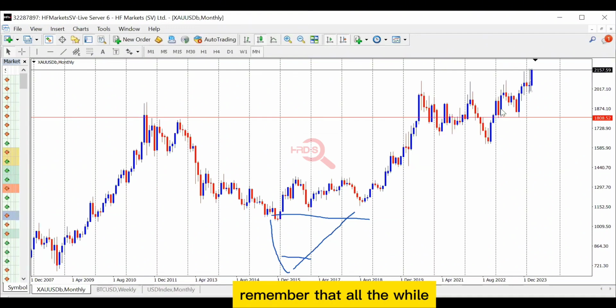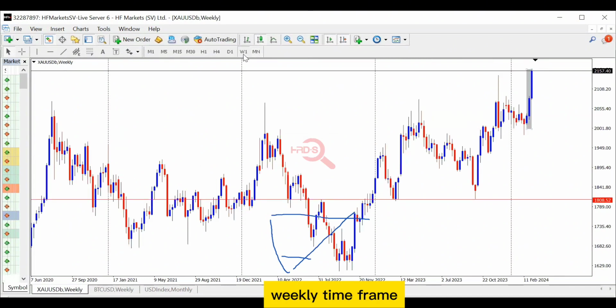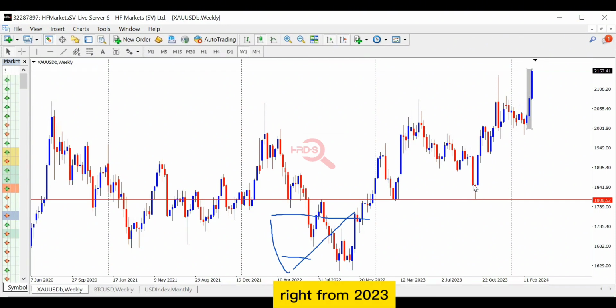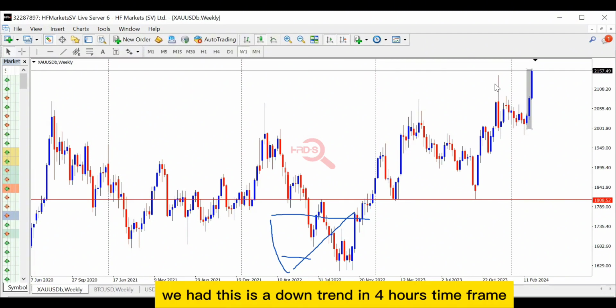Remember that all the while, monthly time frame had been in a what? In a bullish ride. Monthly time frame, weekly time frame, they have been in a bullish ride all the way from here, right? From 2023, they resumed a bullish ride, right? But here now, when they got to this place, this is a downtrend in 4 hours time frame.